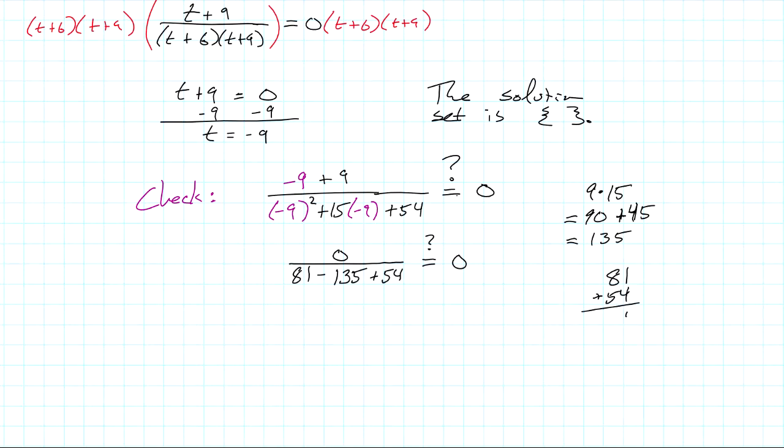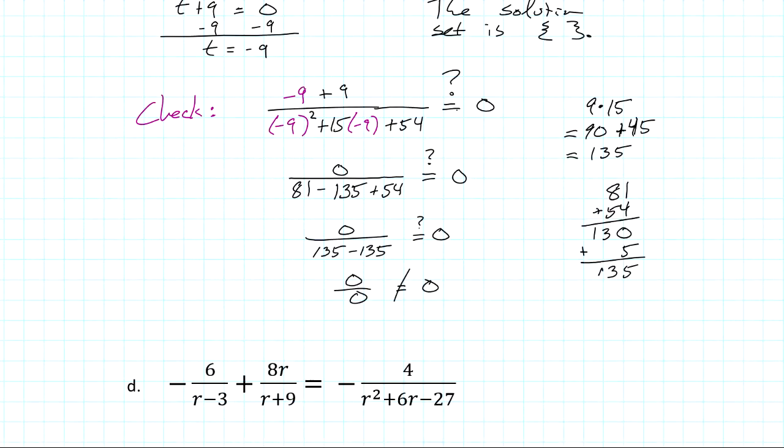There's a couple different ways of doing this, but let me show you another way. So 80 and 50 right here, 8 plus 5 is 13, so that's 130. And then 1 plus 4 is 5. So this is 135. So 81 plus 54 is 135. And then we bring down the minus 135. If we ask if this equals 0, we have 0 over 0 equals 0. And that's not true. This is undefined.